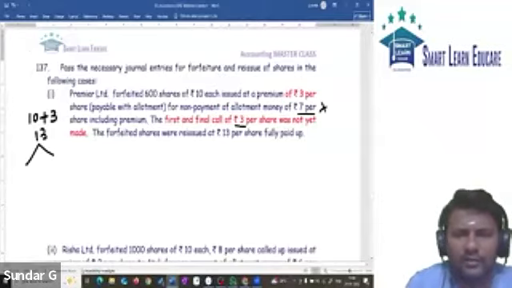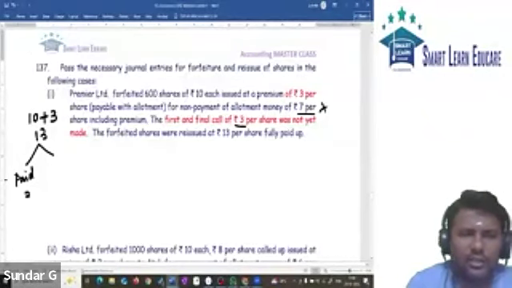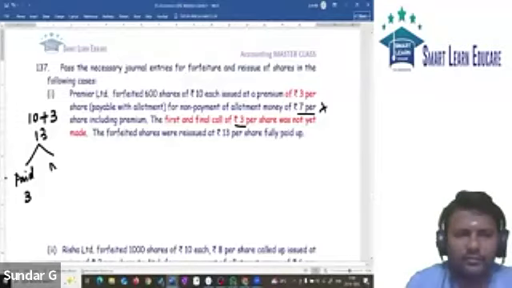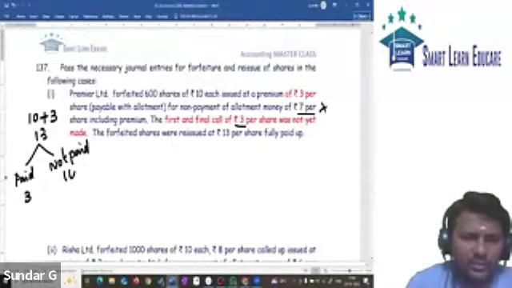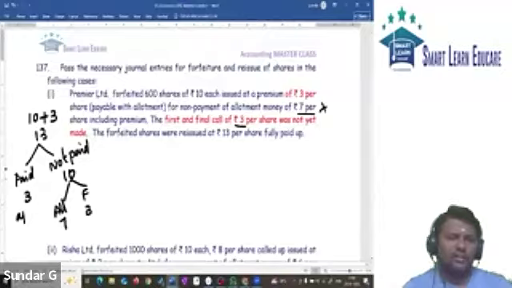Also, what is not paid? First and final call 3 is not paid. What is paid by the shareholder? 3 rupees. What is not paid? 10 rupees is not paid. In this 10, allotment is how much? 7. First and final call is how much? 3. What is paid? Definitely every shareholder will pay application. Application is paid. On how many shares forfeited? 600 shares. The forfeited shares are reissued.